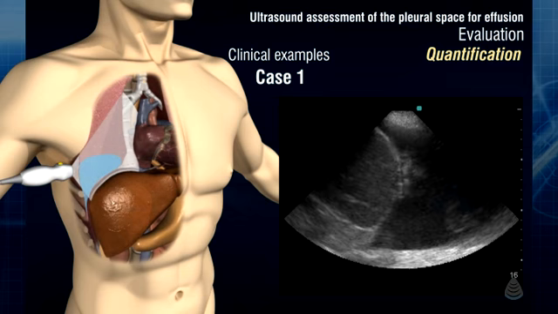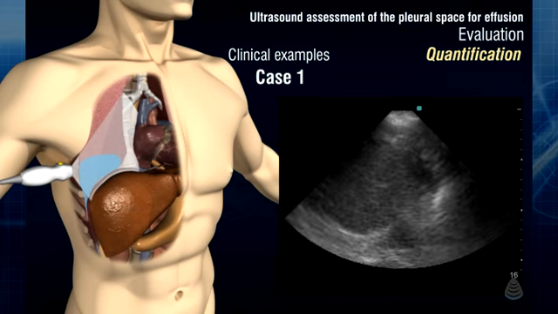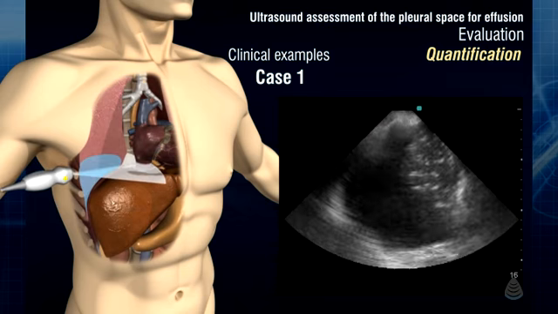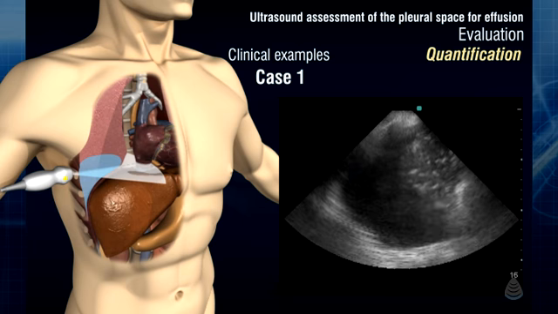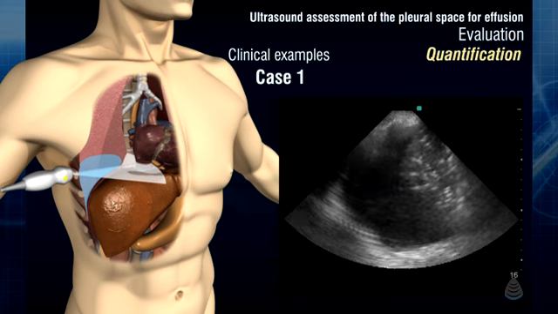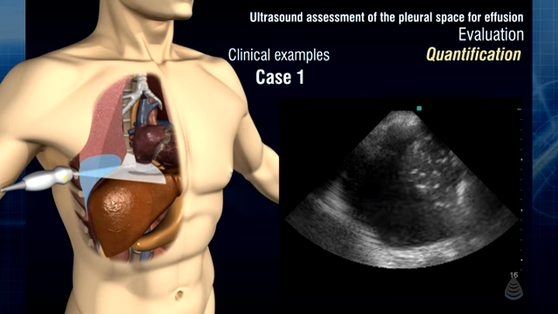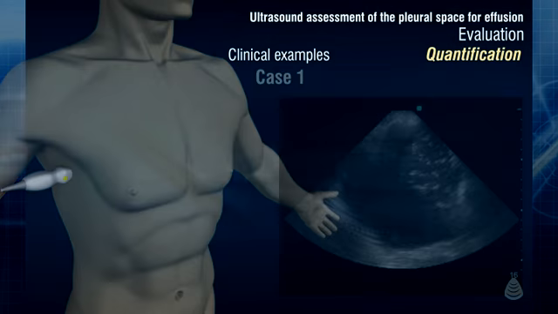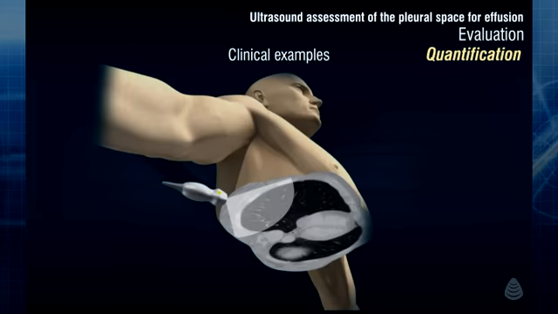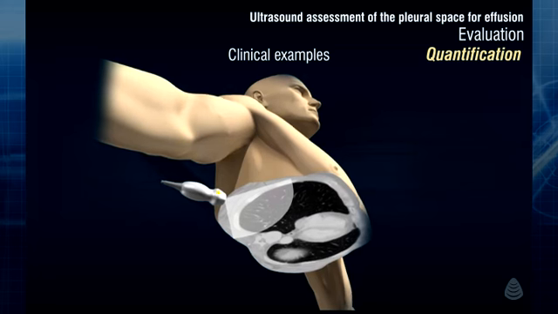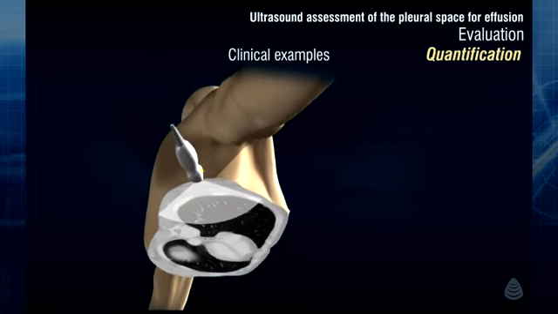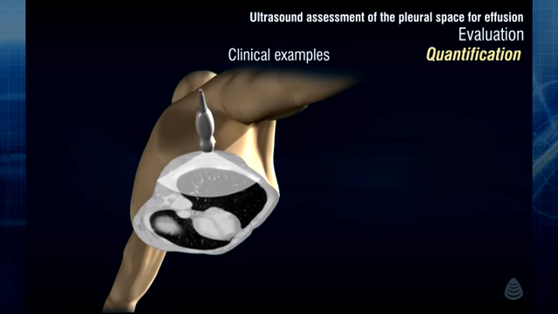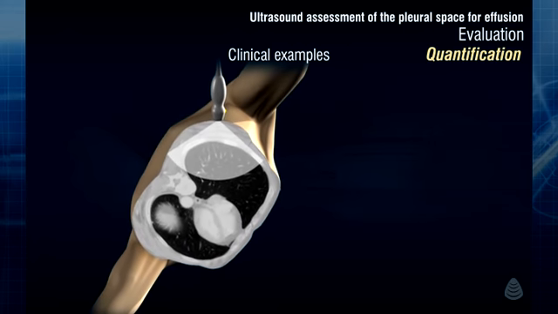From the longitudinal view, the probe is turned 90 degrees clockwise to obtain a transverse view of the chest. Let's take a moment to review the anatomical perspective of this plane. In the transverse plane, the view obtained is analogous to that of a CT scan as was previously seen. Let's rotate this image to position it as it appears on the ultrasound system screen by doing a clockwise rotation.